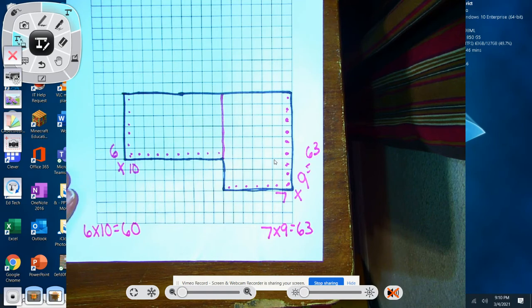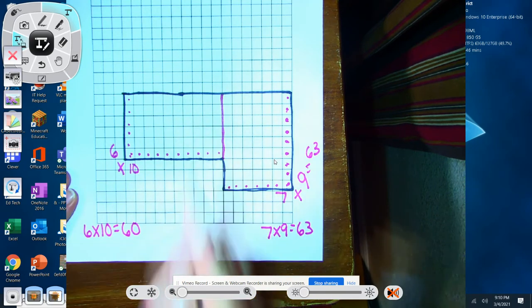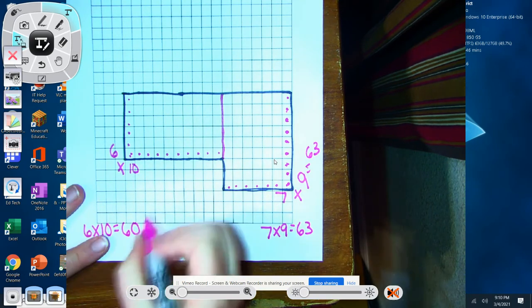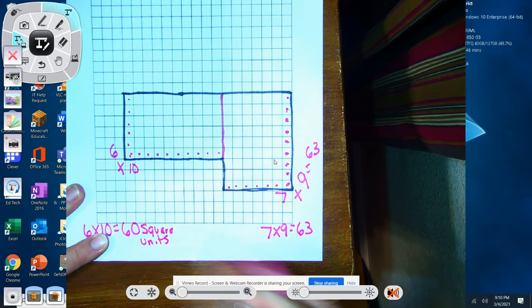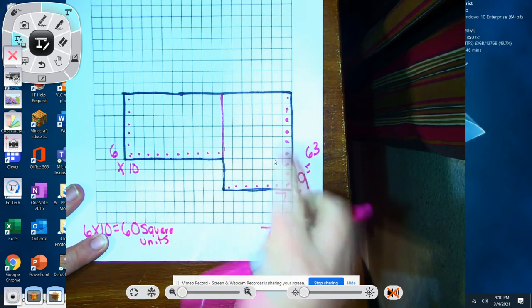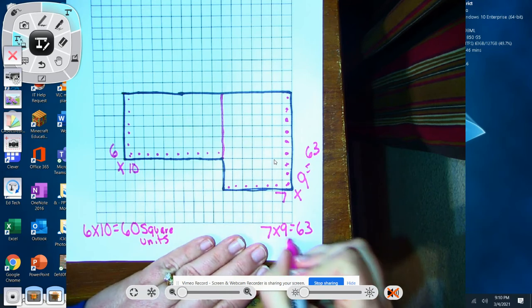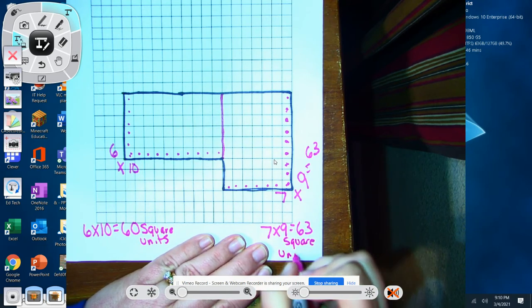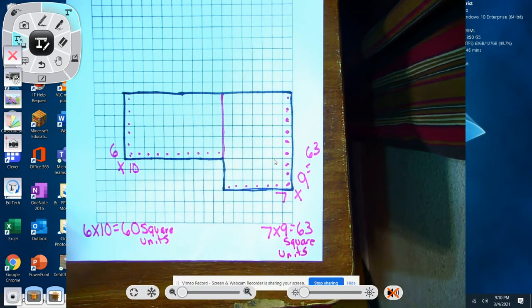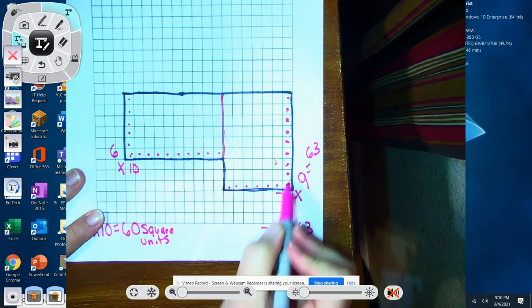But now, Mrs. Roberto, this one's 60 square units. And Mrs. Roberto, this one is 63 square units. But I need to know what the entire shape is.